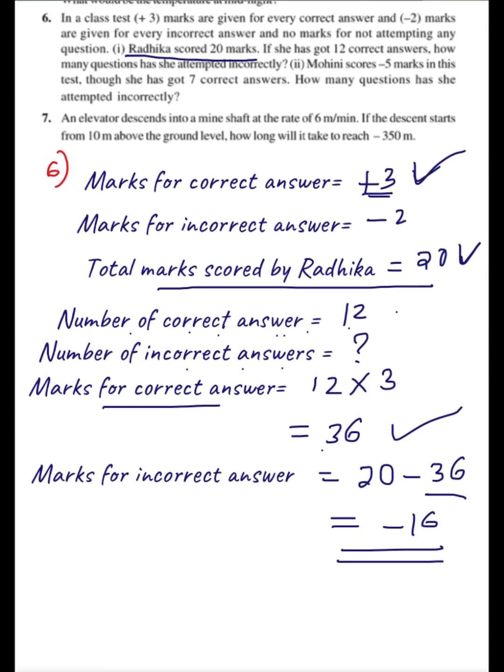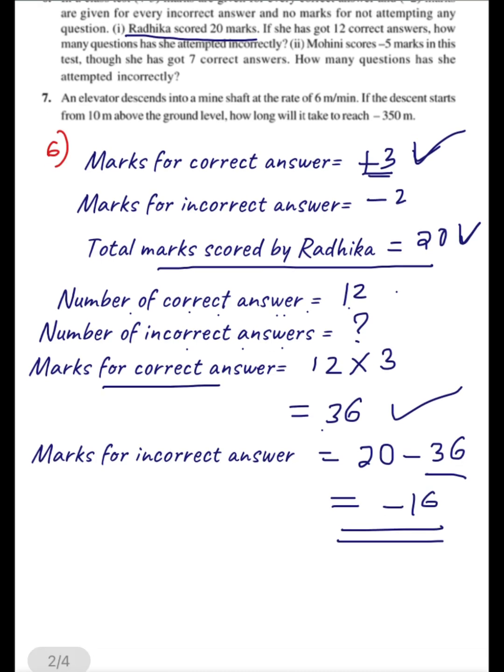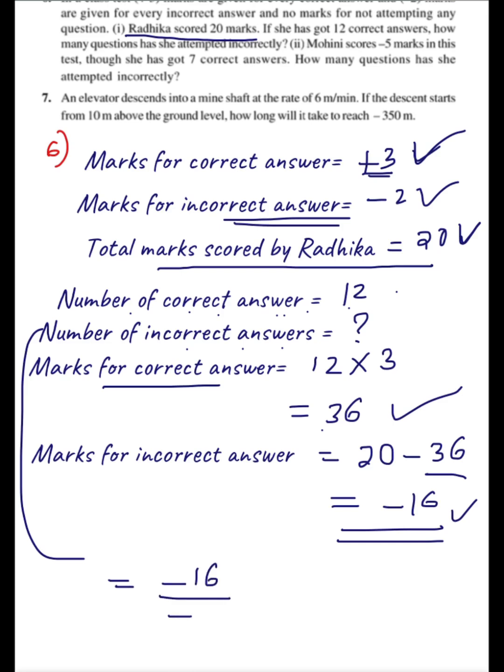Why? Because the marks for incorrect answers is minus 16, and we know that for each incorrect answer you will get minus 2 as negative mark. That means the number of incorrect answers will be equal to minus 16 divided by the marks for each incorrect answer. Understand, minus 16 is the marks for total incorrect answers, and minus 2 is the marks for each incorrect answer.